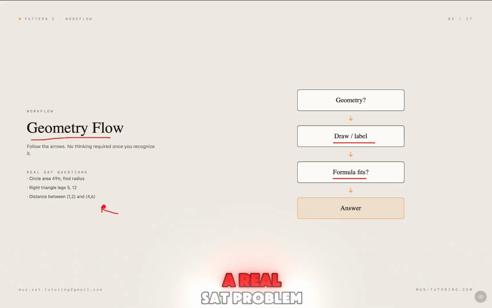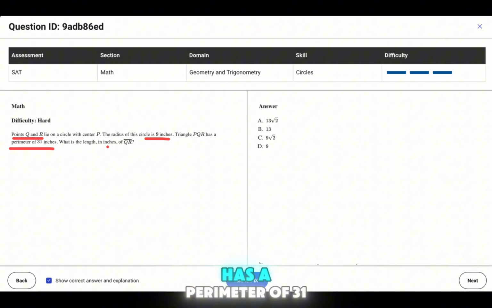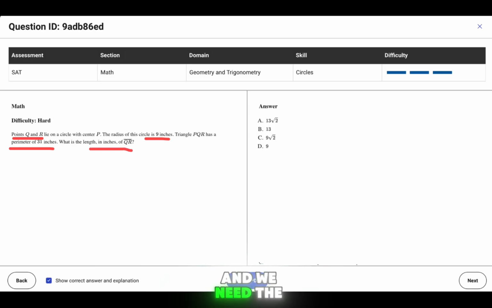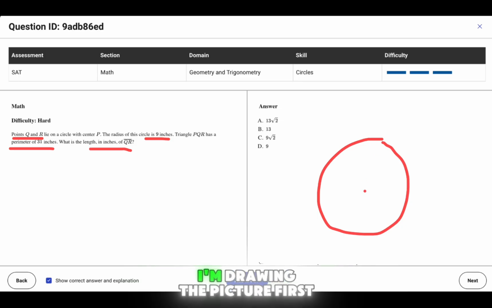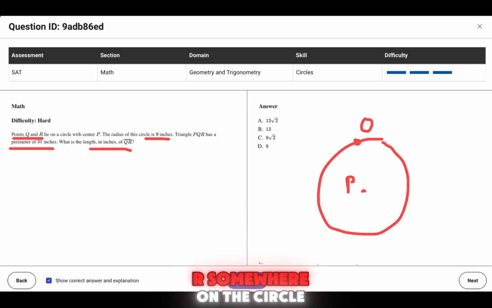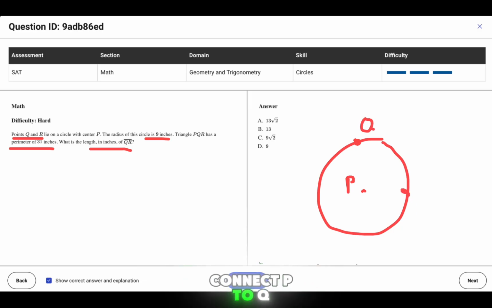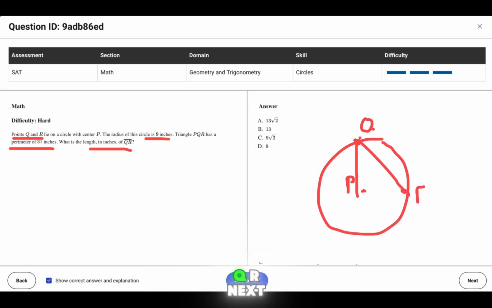Let's apply that to a real SAT problem. We have points Q and R on a circle with center P. The radius is 9, triangle PQR has a perimeter of 31, and we need the length of QR. So before touching any numbers, I'm drawing the picture. First, draw the circle. Put P in the center, then place Q and R somewhere on the circle. Connect P to Q, connect P to R, and connect Q to R. Now we actually have triangle PQR.